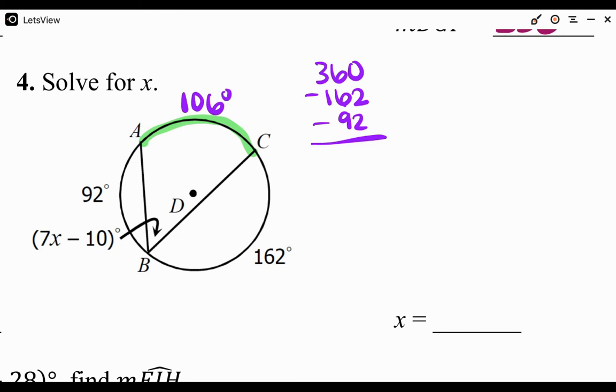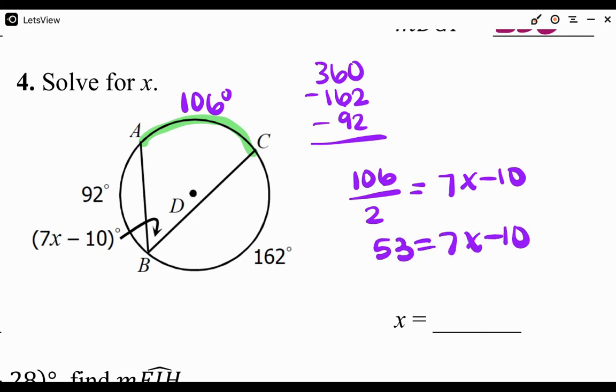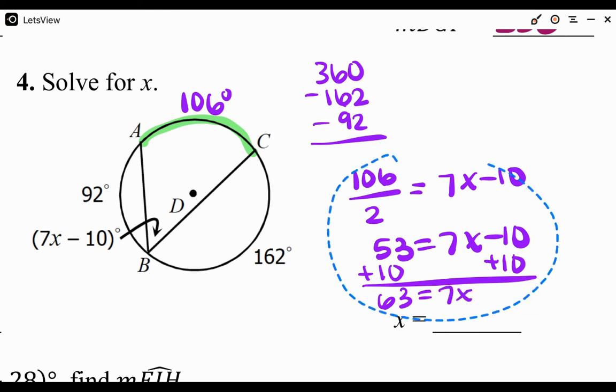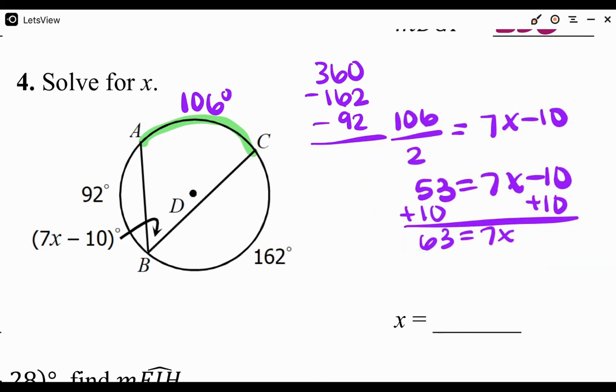Now remember our property. We have 106 divided by 2. That's equal to our angle 7x minus 10. So 53 is equal to 7x minus 10. Add 10 to both sides. 63 equals 7x. Divide by 7 on both sides. And we get x is equal to 9.